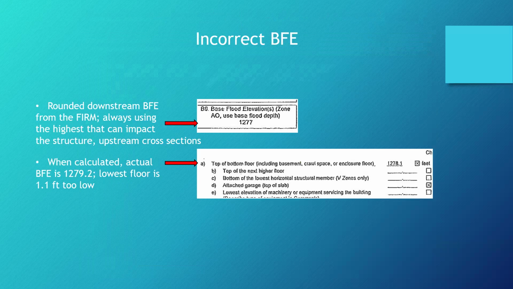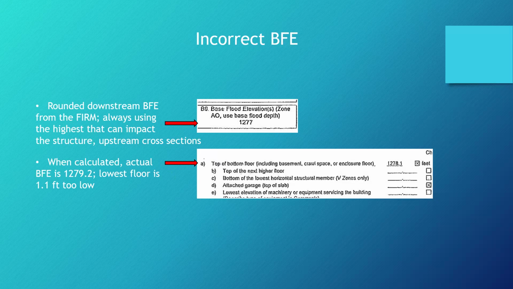So having an incorrect base flood elevation can really impact a project. There are different ways that this could happen, but this is an older case that we had where the surveyor used one of the rounded base flood elevations on the FIRM at 1277. So you can see it's not to 1/10 of a foot, and it clearly was not calculated. They also used a downstream number from the project site. So we're always using the highest number that could impact the structure. And that's why we measure from the upstream cross section. So we're always trying to take the highest number for the base flood elevation.